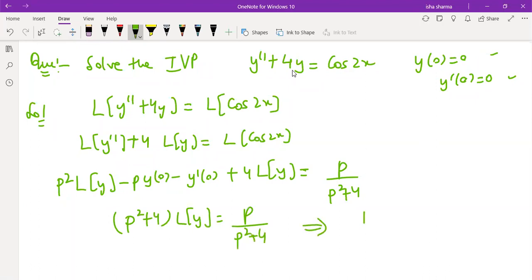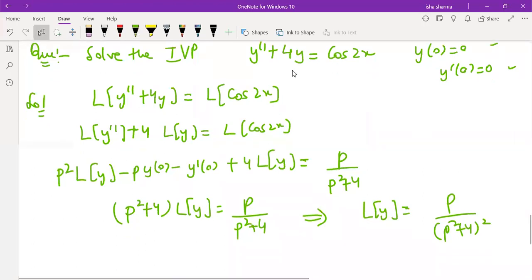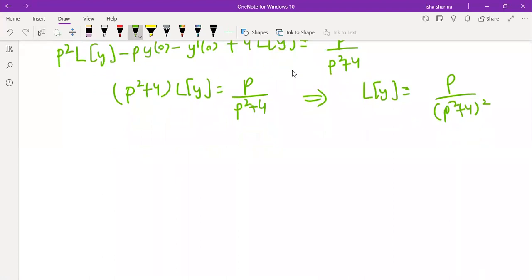So this gives me the Laplace transform of y as p over (p square plus 4) whole square. So we know what the next step is. The next step is now to find the inverse Laplace transform. So y is going to be the inverse Laplace of p over (p square plus 4) whole square.